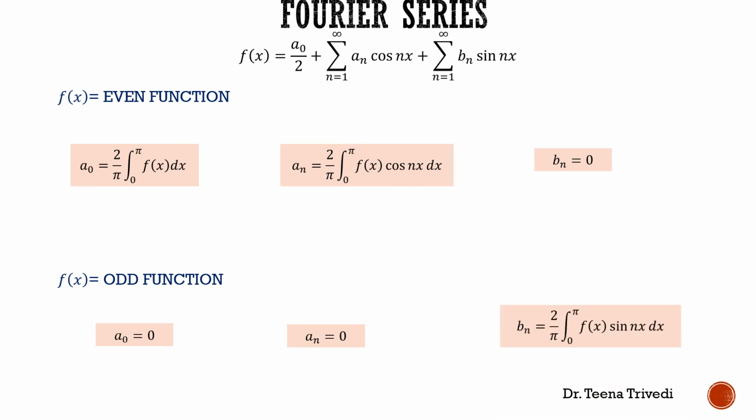Similarly, when f(x) is an odd function, your a0 value is 0, your an value is also equal to 0, and your bn value is equal to 2/π ∫ from 0 to π f(x) sin nx dx.